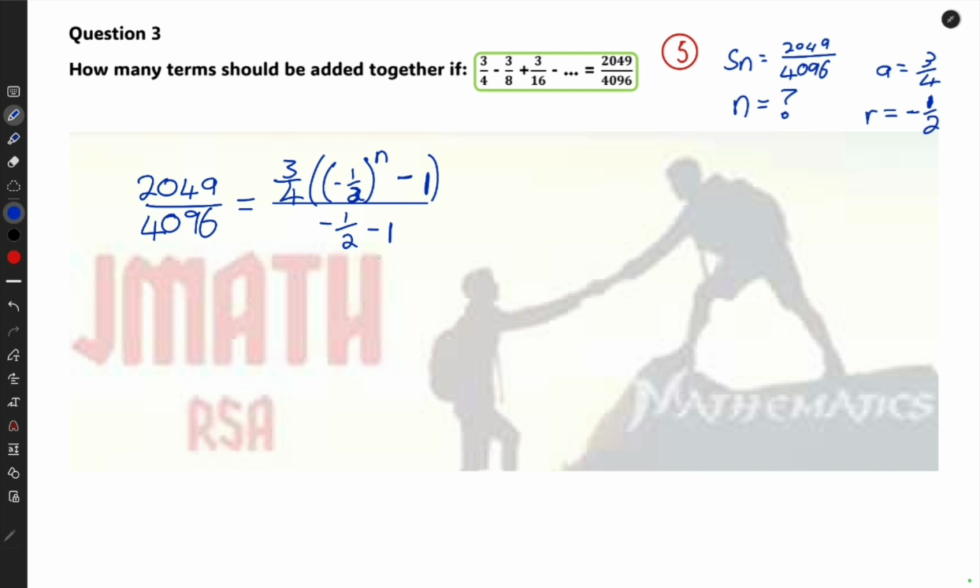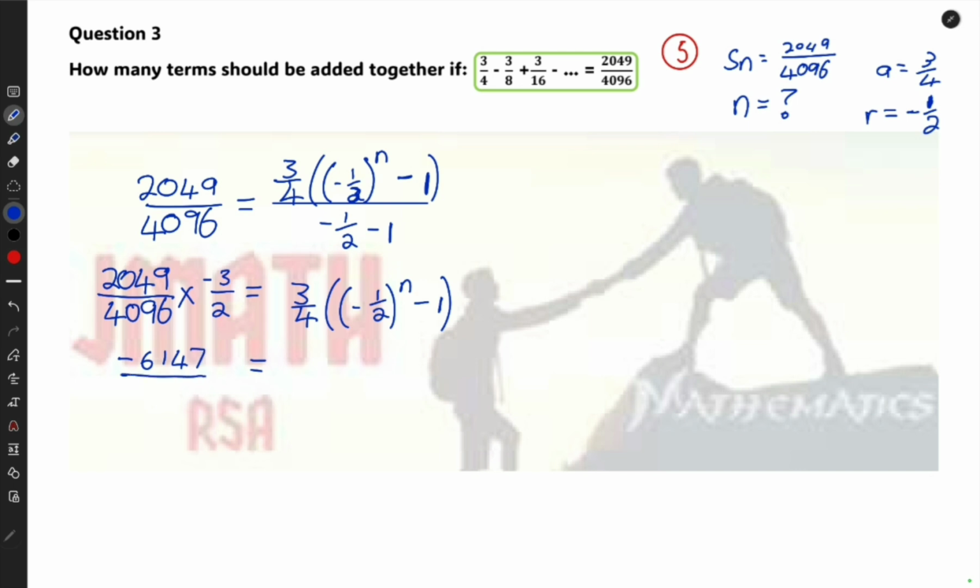My first step is going to be to take the denominator on the right and multiply it to the left. So 2049 over 4096, and then multiply by negative 3 over 2. In the next step, I'll take over the other thing. There's nothing else I can simplify on this side. My calculator tells me the answer is minus 6147 all over 8192.